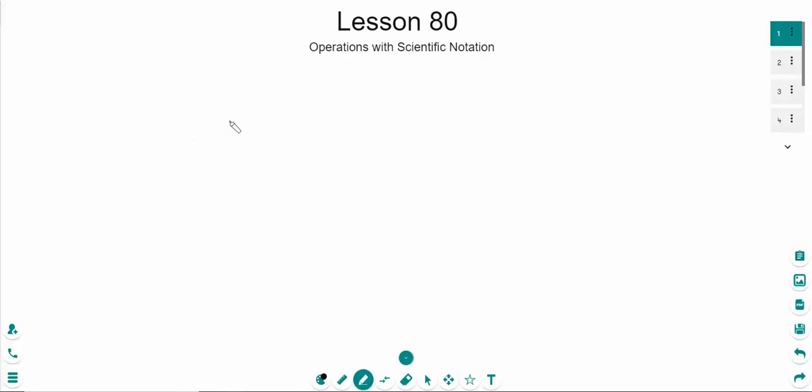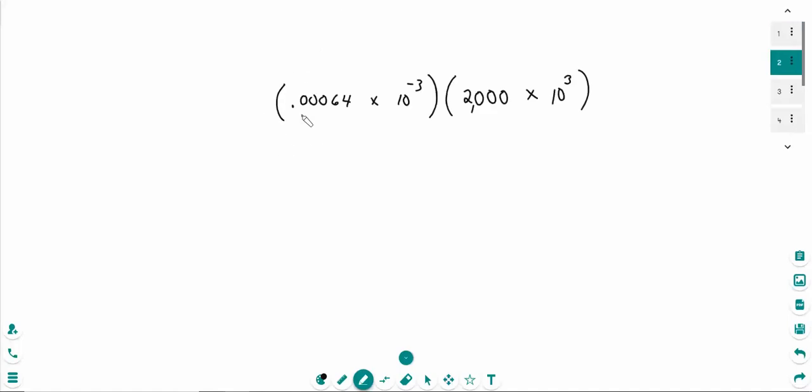So today we're going to be talking about operations with scientific notation. You recall in a previous lesson we talked about scientific notation and how to write large numbers in scientific notation. Now we're going to actually look at how to multiply and divide numbers that are written in scientific notation. So let's give a couple examples here. I think the best way to do this is just to dive right into it.